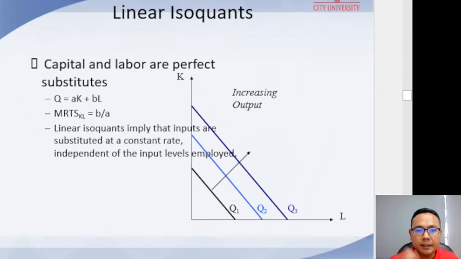Specifically, for the linear production function, Q equals AK plus BL, the marginal rate of technical substitution is B divided by A, since MPL equals B and MPK equals A. So this is independent of the level of input utilized.